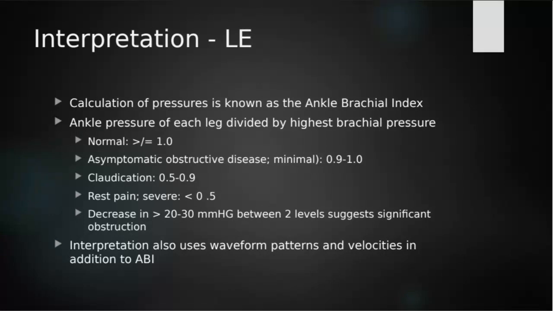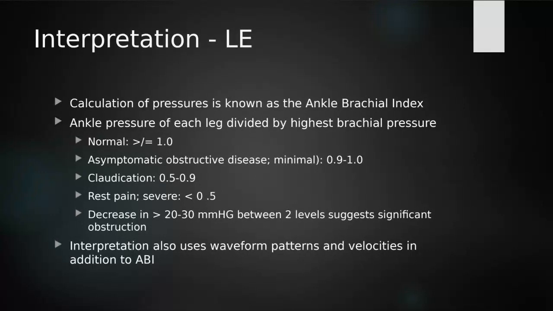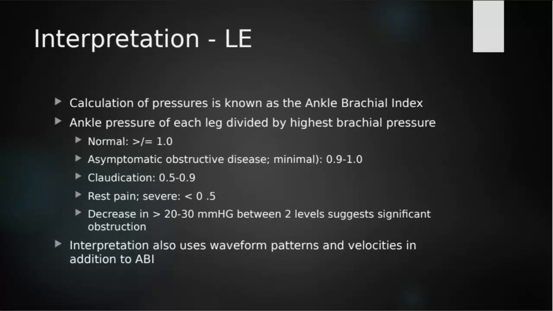So it's done on each leg, but we're taking it of the highest brachial pressure. So if our left arm had a higher brachial pressure reading than our right arm, we're going to use the left arm to calculate the index. So comparing the right ankle to the left brachial and comparing the left ankle to the left brachial.